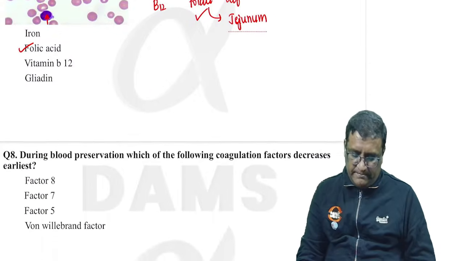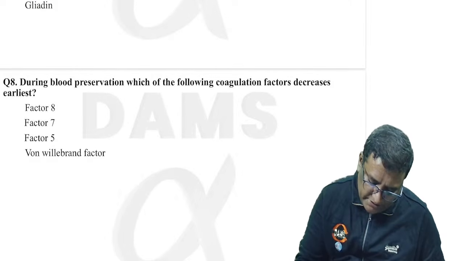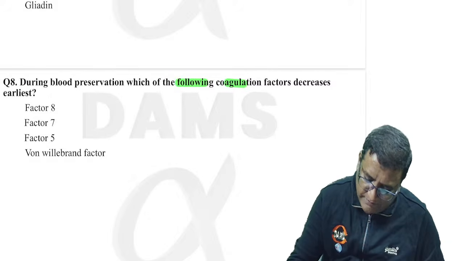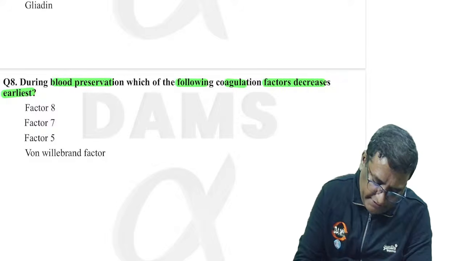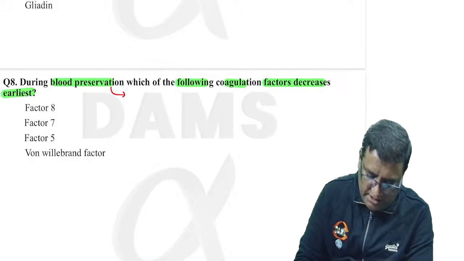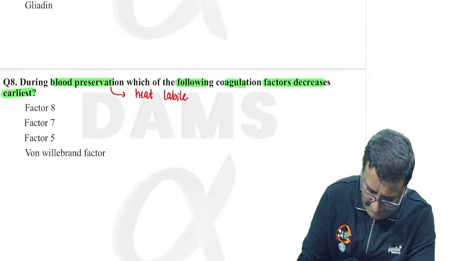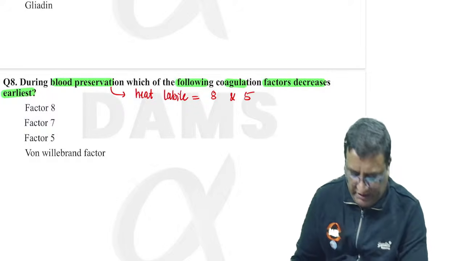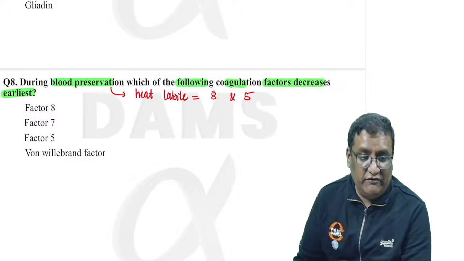Next question. Question number 8. Okay, during preservation, which of the following coagulation factors decreases the earliest? During preservation of the blood, which factor decreases earliest? This is asking about heat labile factors. Basically, the question is which are the heat labile factors? Factor 8 and factor 5. Two important factors are heat labile. So the earliest factor to deplete will be factor 8.